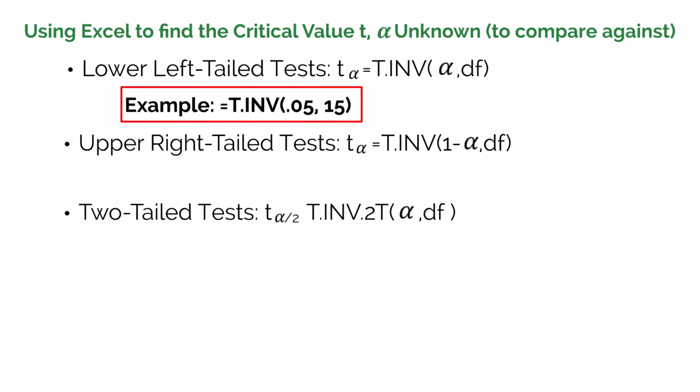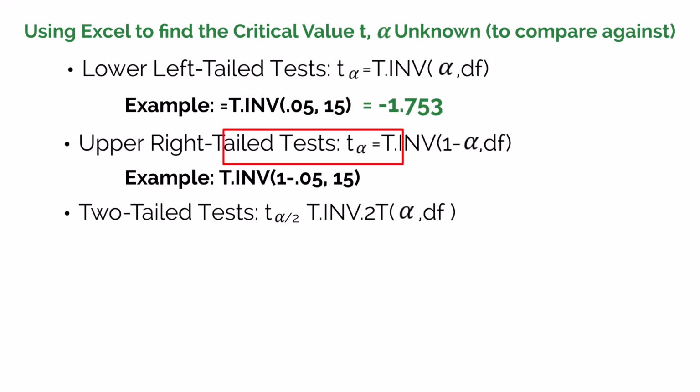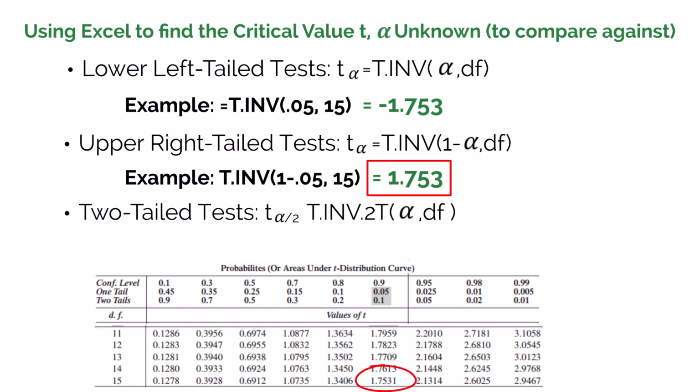So here's an example for a lower left-tailed test. We will input equals T.INV and then the alpha of 0.05 and degrees of freedom of 15, and we get a negative 1.753. So the same as before, for an upper right tail test, we need to use 1 minus alpha, and we get 1.753.